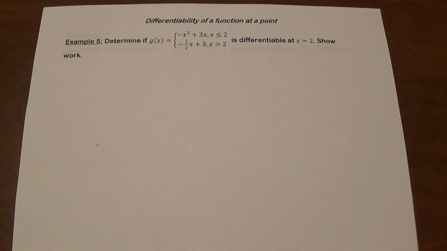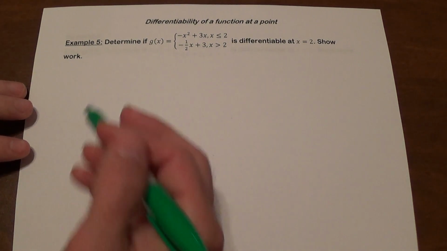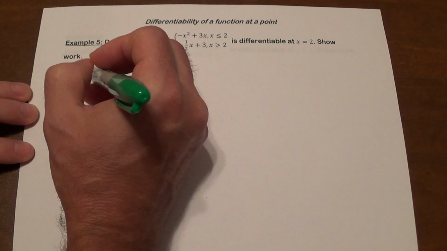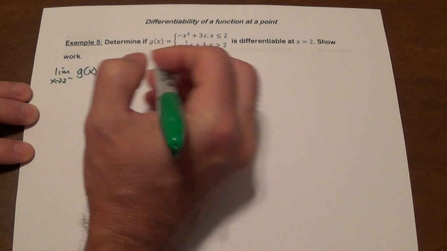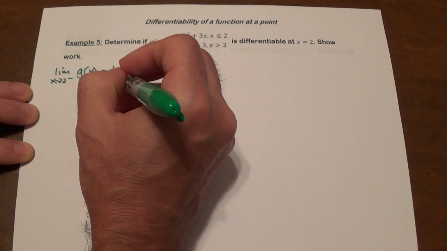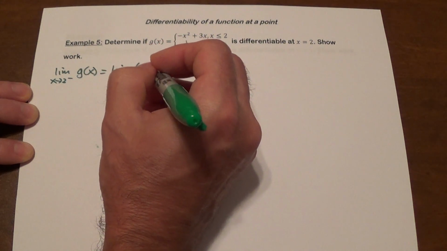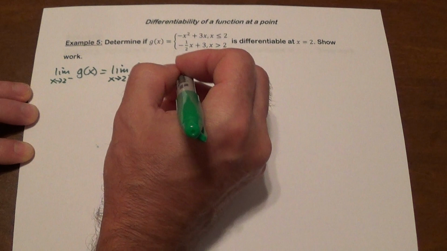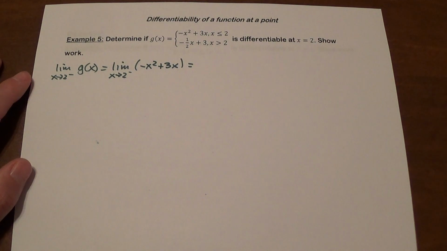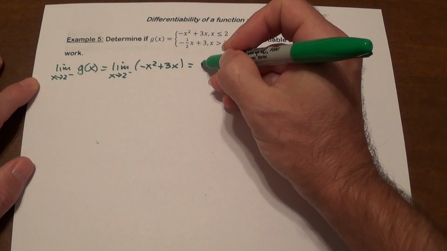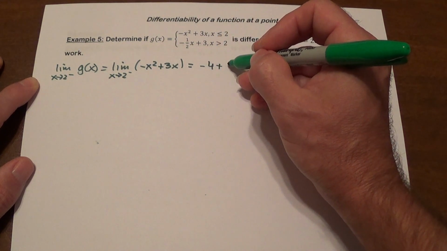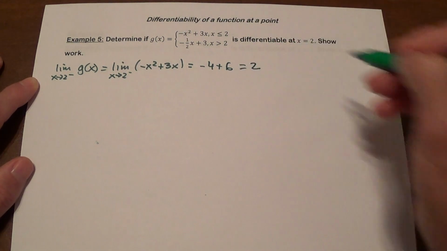This function here. So again, we need to check continuity first. So the limit as x approaches 2 from the left of g of x. The left side of 2 is the first expression. It's going to be the limit as x approaches 2 from the left of negative x squared plus 3x. Right, so we are going to take 2, substitute that, so it's going to be negative 2 squared, so it's negative 4 plus 3 times 2 is 6, and that's 2.